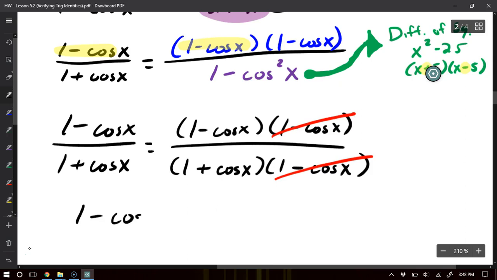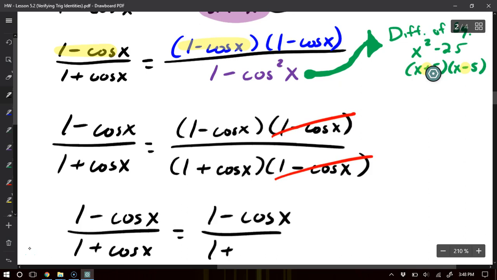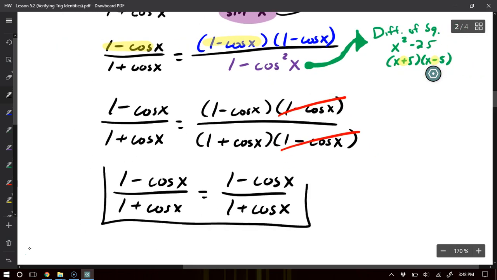So this problem, number 6, was probably one of the most complicated ones we're dealing with. So I finally have what I was looking for since the common factor is crossed out: 1 minus cosine of x over 1 plus cosine of x. QED.